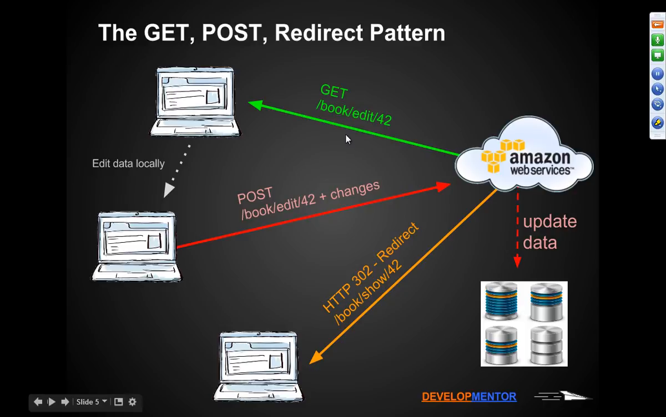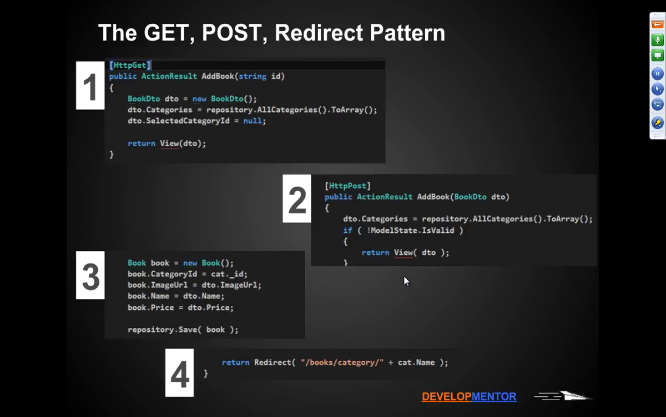Okay, so here maybe we're editing a book with an ID 42, so we get that, we make some changes, we post the changes back to the server. Rather than just showing us the result, it sends us over to the read-only view of that book, show/42. Now that's all well and good in a diagram, but this is how it looks in code. Like I said, it's usually broken into two pieces.